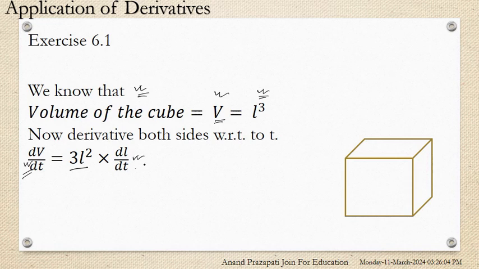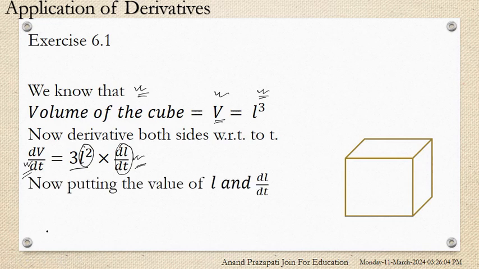Now putting the value of L which is given in this question and dl by dt which is also given in this question, and after the simple multiplication we get the answer of this question. Let's see.